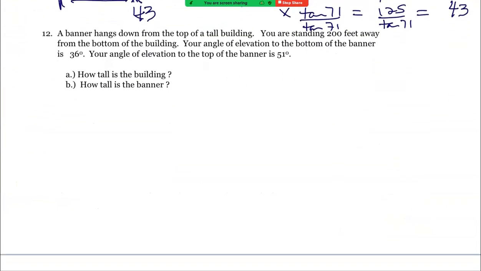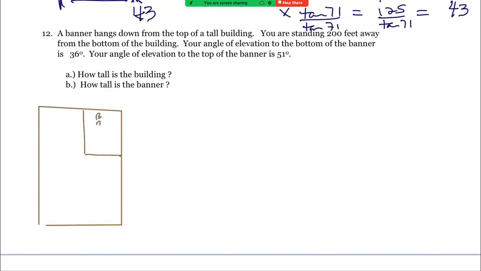I like this problem a lot, the banner problem. So let's talk about that. A banner hangs down from the top of a tall building. So you're going to kind of draw this way. Here's your building. I think that's really horizontal, but that's okay. So your banner is hanging down from the building. So this is your banner.